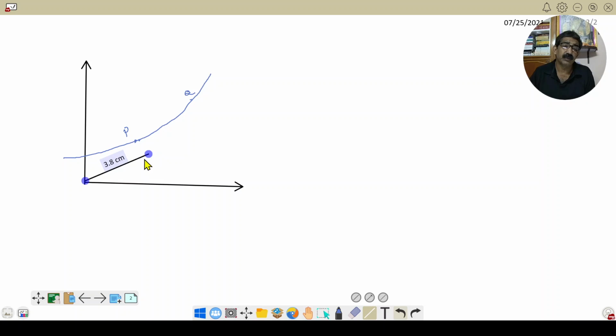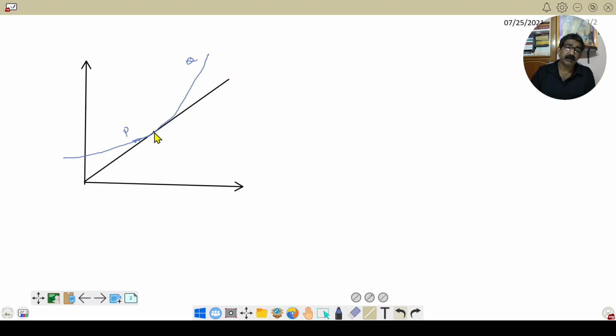Actually, this graph should be modified like this. This is point Q, and this is the point where P and Q approach each other. So this is the tangent, which just touches the point. This is the point. Okay.